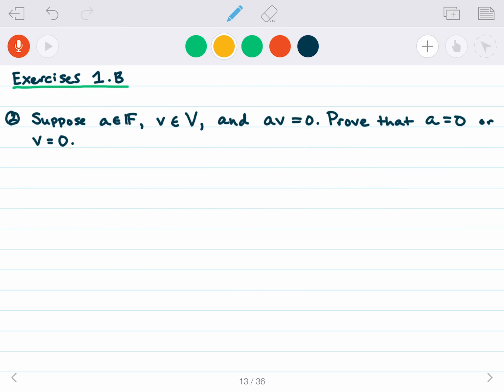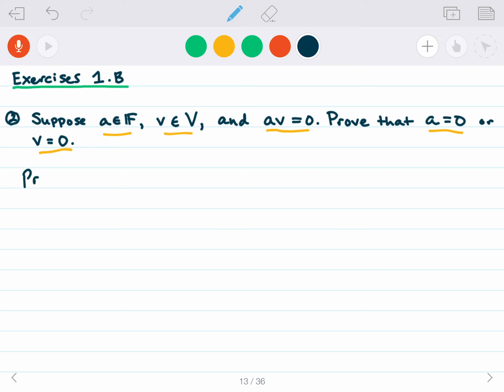As usual, I encourage you to pause the video, try these out on your own, and then once you have formed a solution or something of a solution, you can check with the video, or I'm sure there are other solutions online somewhere. So, let's say we have a number A in our field F, a vector V in our vector space V, and the equation A times V equals 0. We want to prove that A is either 0 or V is equal to 0.